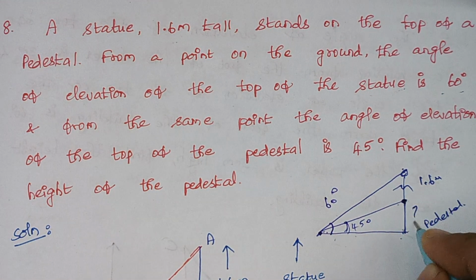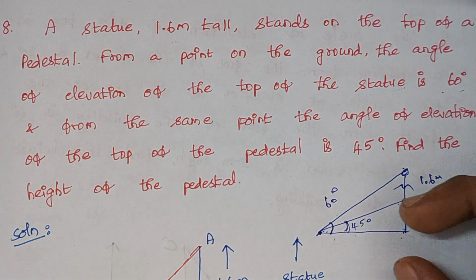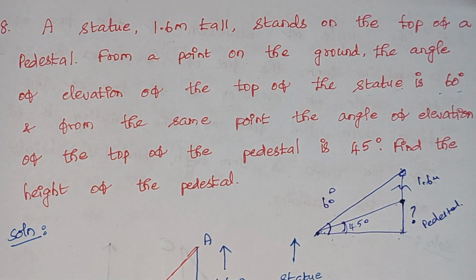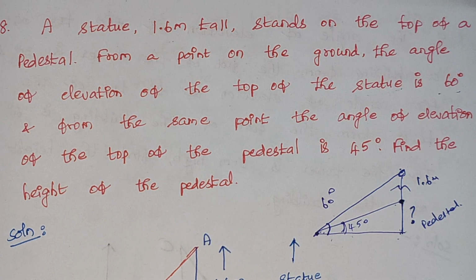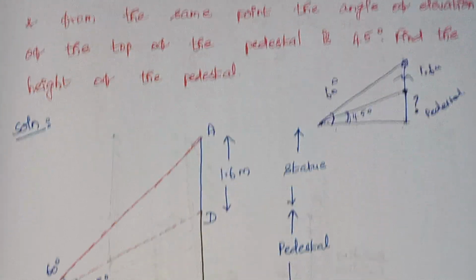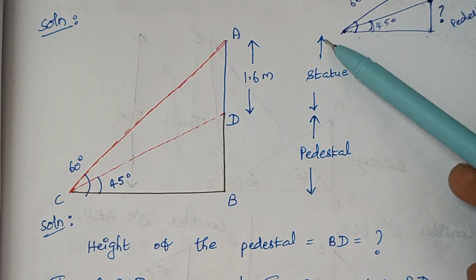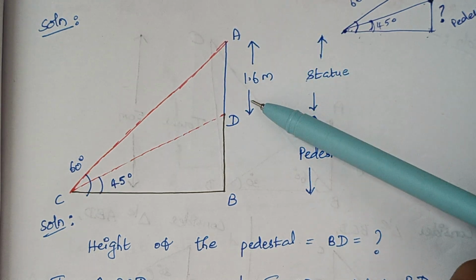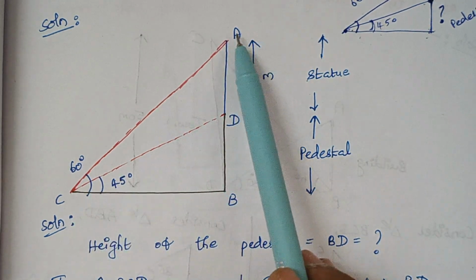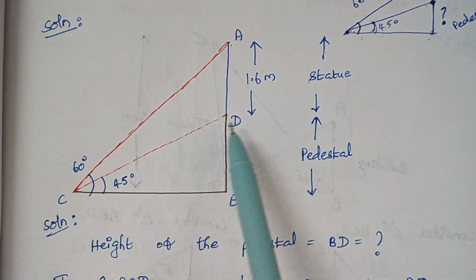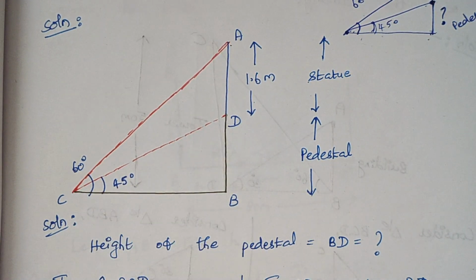So here, obviously, this is the height of the pedestal. We need to find this one, right? Same as the previous problem. So the procedure here is, again, you see, this is the diagram. This is the pedestal, and upon the pedestal there is a statue, and the height of the statue is 1.6. The respective angle at the top of the statue is 60, and at the top of this pedestal is 45, right?